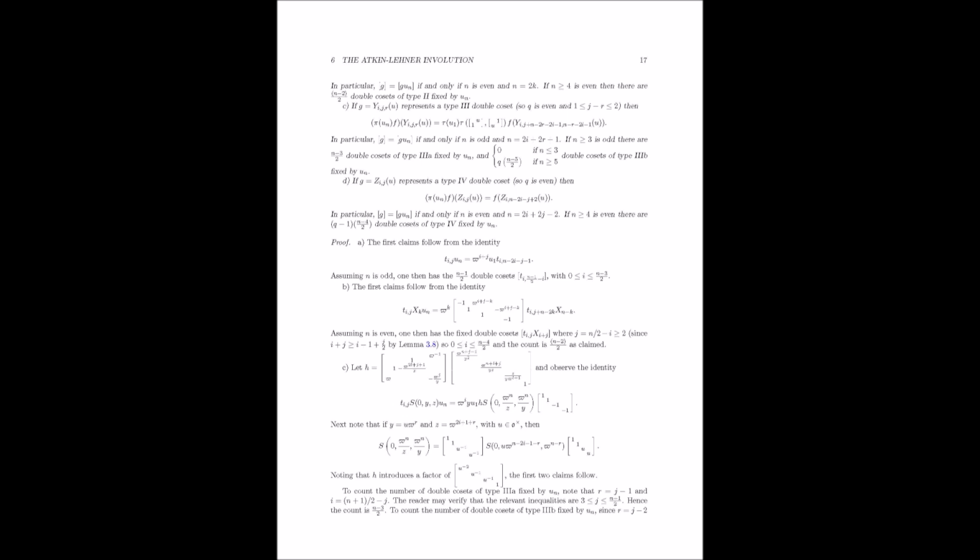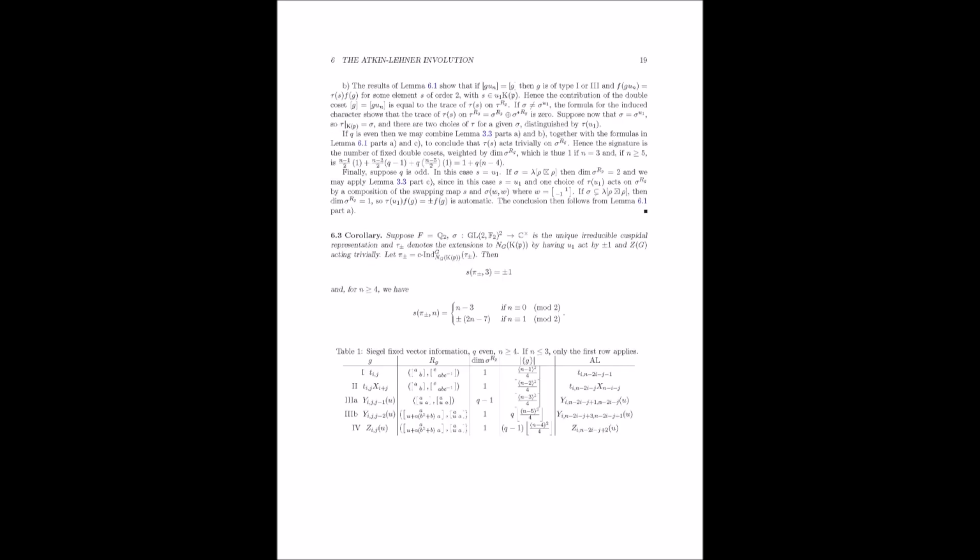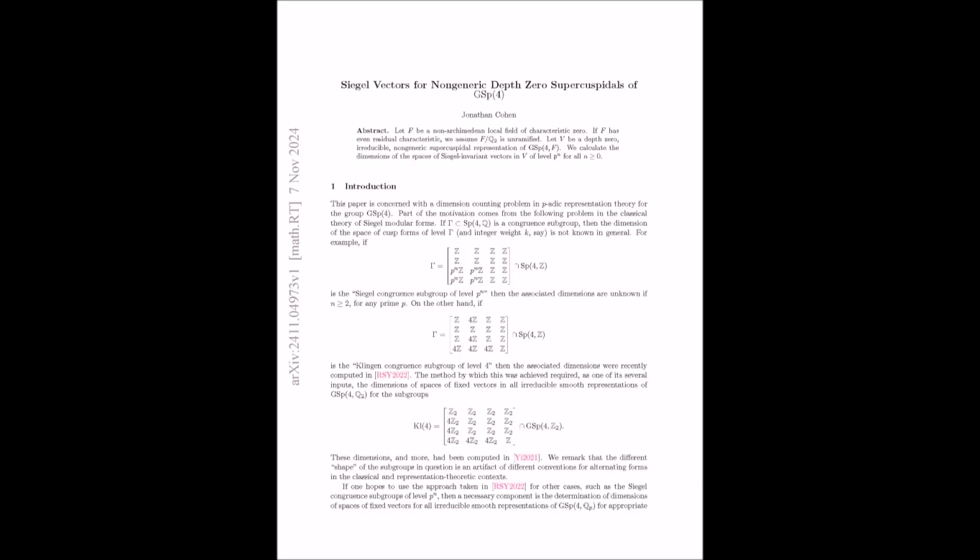Right? Exactly. And recently there's been some really cool progress in calculating these dimensions, especially for what's known as the Klingen congruence subgroup of level 4. Okay, I've heard of that. Yeah, and that research, published in 2022, laid a lot of the foundation for the paper we're looking at today. Okay, so like building on previous work. Yeah, a key insight from that earlier work was the crucial role played by the dimensions of certain fixed vector spaces within irreducible smooth representations of GSp4(Q2).